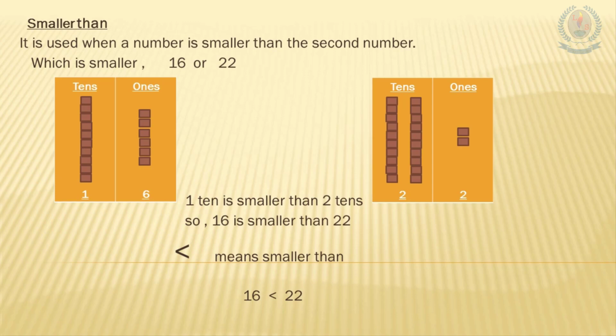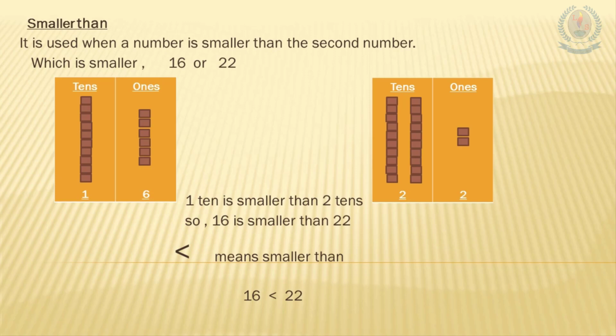As earlier, I have used the place value table. As earlier, first we compare the tens, children. You can see there is only one ten in number 16. In number 22, there are two tens. So, one ten is smaller than two tens. So, 16 is smaller than 22.